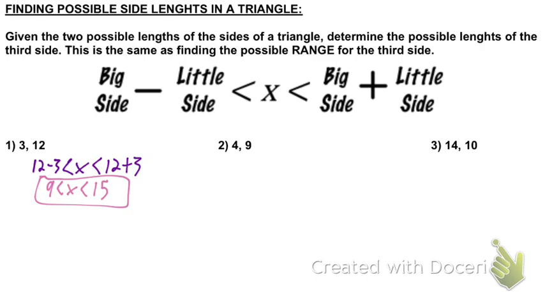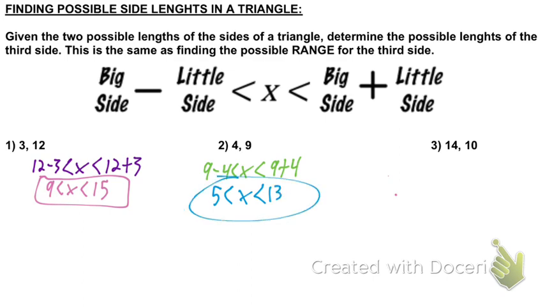All right. So on number 2, when we have 4 and 9, who can tell me what math we'd have to do here? Set this one up. 9 minus 4 is less than x, which is less than 9 plus 4. The difference is less than x, which is less than the sum. So 9 minus 4, that's 5. It's less than x, which is less than 13. Any question on that one?